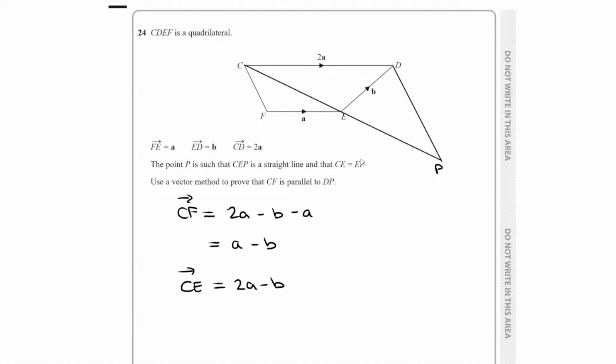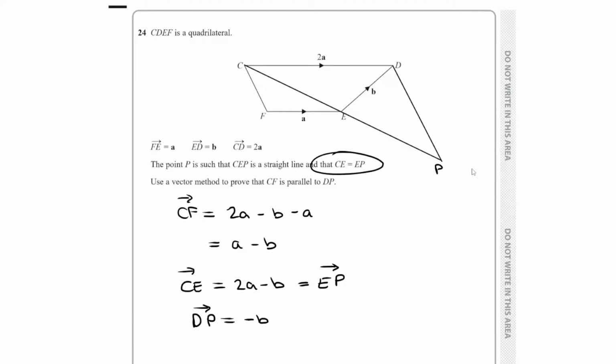Now, this is the bit where you've got to try and put 2 and 2 together, because it's not really like we can follow lines to get to P. It's more the fact that they told us CE is the same, not only length, but therefore the same vector, because they're on a straight line, as EP. So if CE is 2a minus b, then EP is also the same. That's just how you'd have to work out EP, by working out CE and then realizing that because it's on a straight line and they've said that it's the same length, that means it's the exact same vector, identical vector.